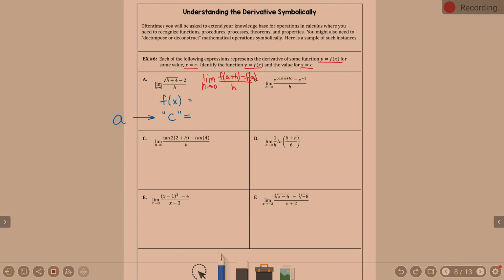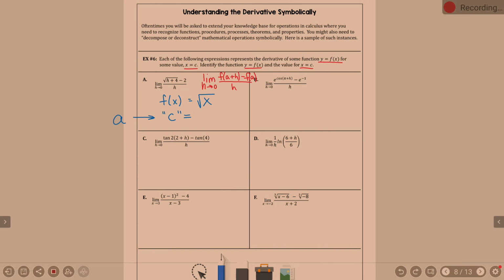No. Just square root of x. Now, give it a moment to click here. If this is square root of x, if that is my function, this is where you kind of do trial and error. That's what I do, I think through trial. If this is square root of x, how does a plus h work? That means every place I see an x, I'm going to put in a plus h. So my first thing would be square root of a plus h.